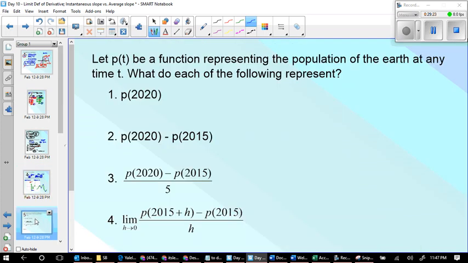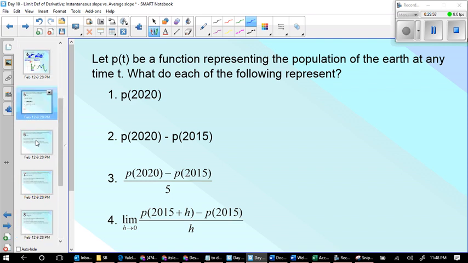So let's take a moment and review all of this notation that we're talking about and make sure we understand what exactly a question in function notation really means. So here I have P of t, a function representing the population of the Earth at any time t. What do each of these actually mean in context?